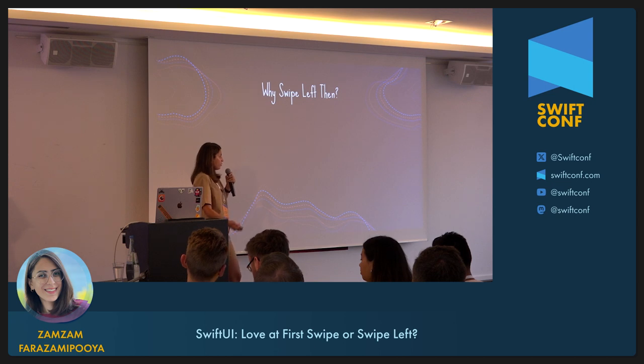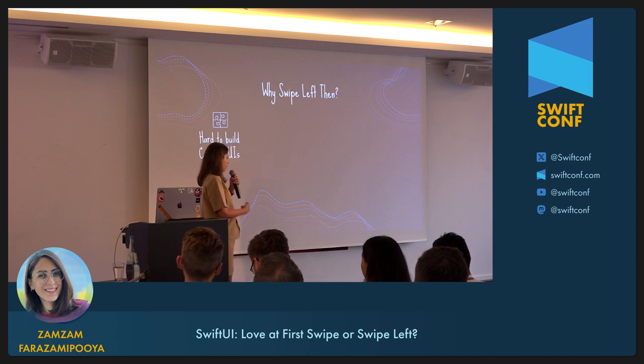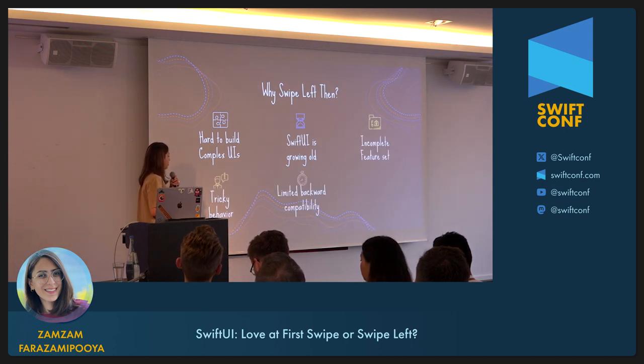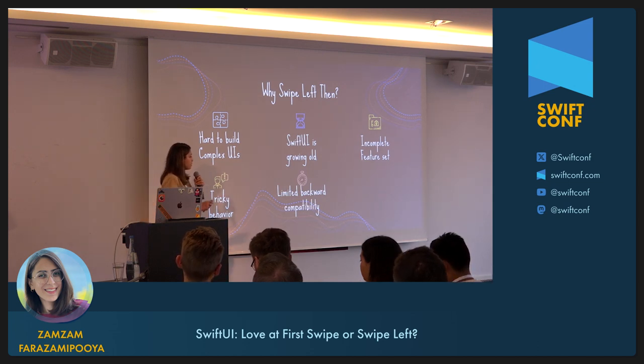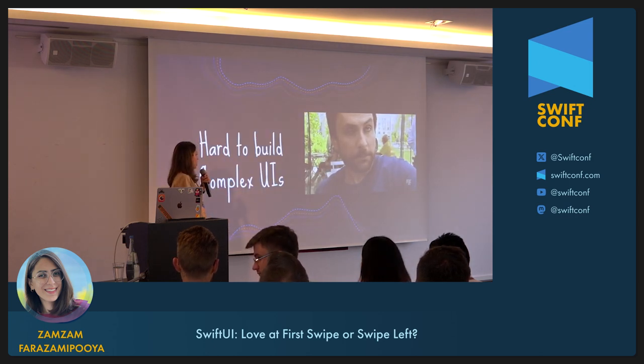Okay, so it has all of these great features, but why would you not want to use it then? Why would you swipe left? So: hard to build complex UIs, SwiftUI is growing old, incomplete feature set, tricky behavior, limited backward compatibility, and debugging is a hassle. So we'll get to this now. Hard to build complex UIs.